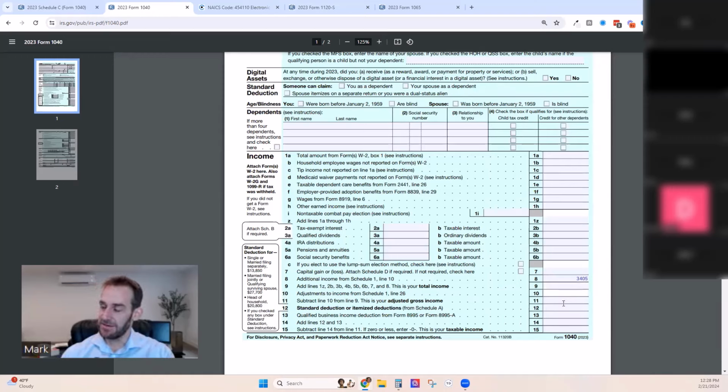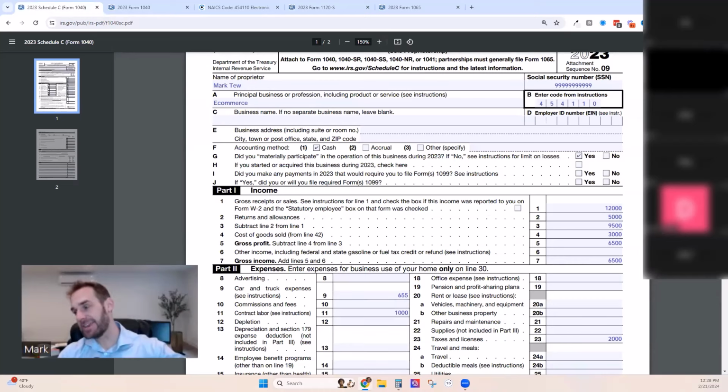Which might have a deduction. It just goes from there. You take out the standard deduction, and then from there, it calculates your income tax and your self-employment tax and all that fun stuff. So if you have any questions on any of these categories that we went through, just let me know.